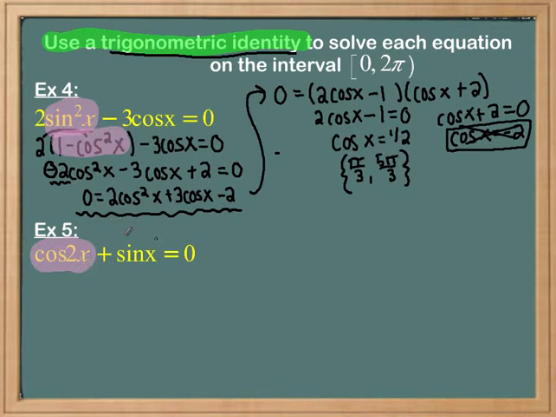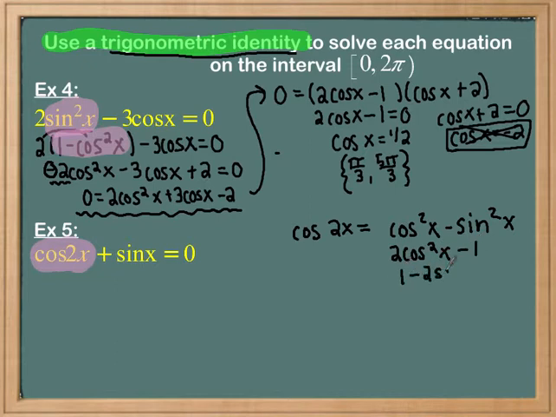Now you should remember that the cosine of 2x had 3 options. We can replace that with the cosine squared of x minus the sine squared of x, or with 2 cosine squared of x minus 1, or with 1 minus 2 sine squared of x.